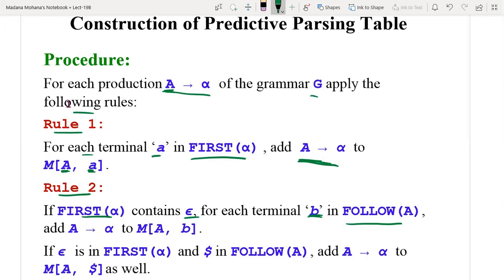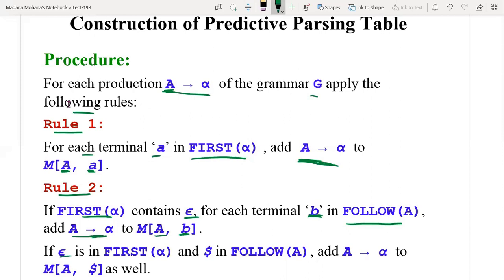So follow of A, suppose follow of A contains a terminal b, then what you have to do is add the production A derives alpha to the respective variable A, for all the follow values, let us say small b. Suppose small b contains 3 follow values, then under all those follow value columns, with the row heading capital A, you can add A derives alpha. So that is rule 2.